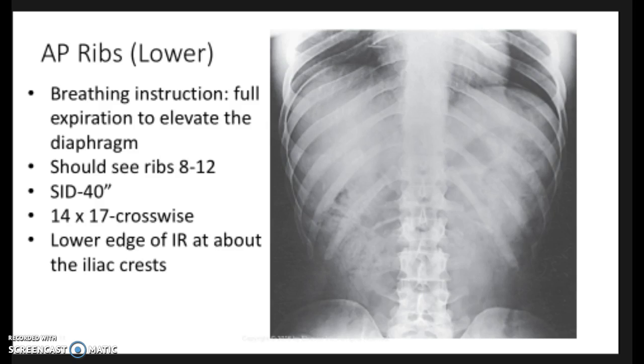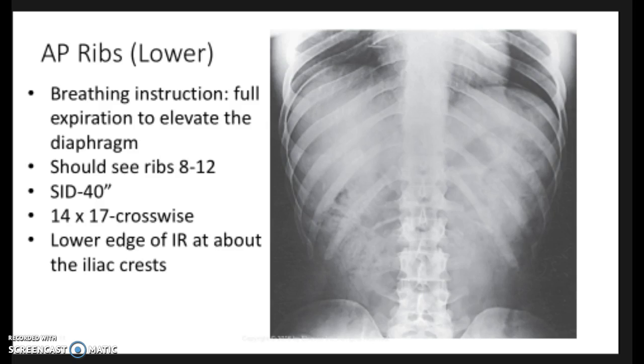Now we're going to do the AP lower ribs. Why do you suppose that you only do an AP on the lower ribs? I'm going to ask you that on your quiz. This is the only rib view that is at 40 inches. And I want you to think about why that may be as well. So with the lower ribs, you want to have a full expiration, and that elevates the diaphragm and gets it up out of the way. You need to see 8 to 12 ribs typically on that one.